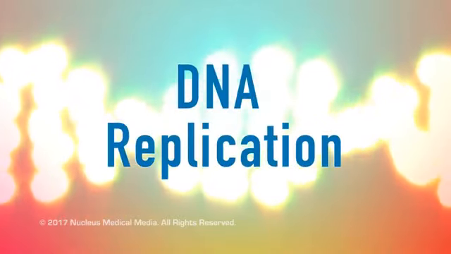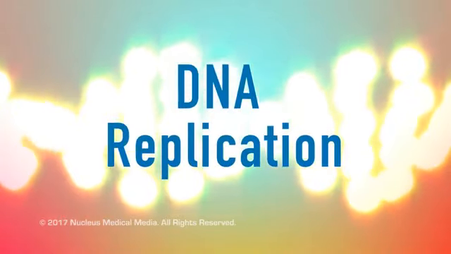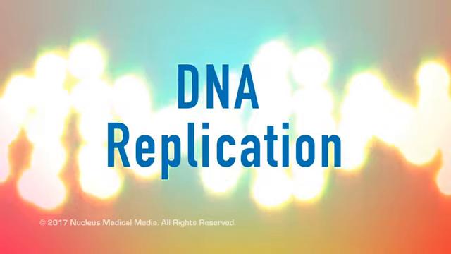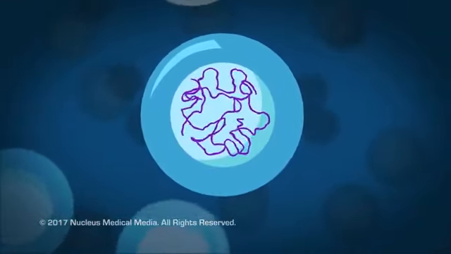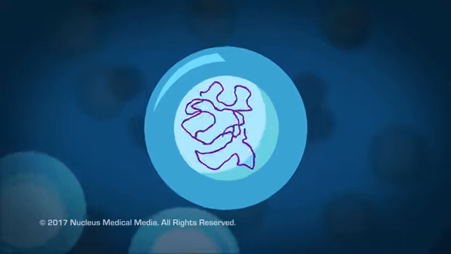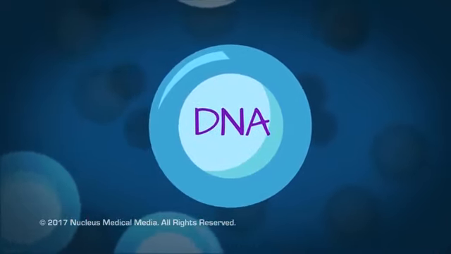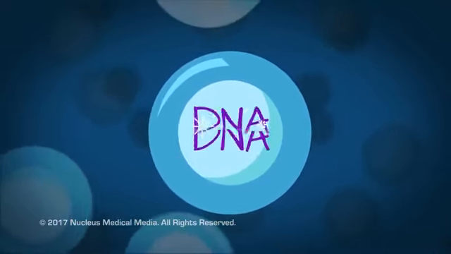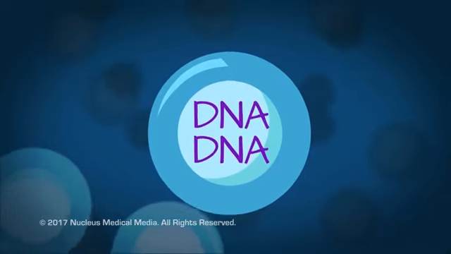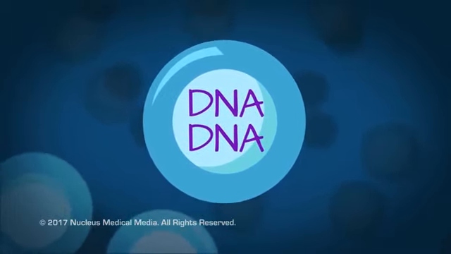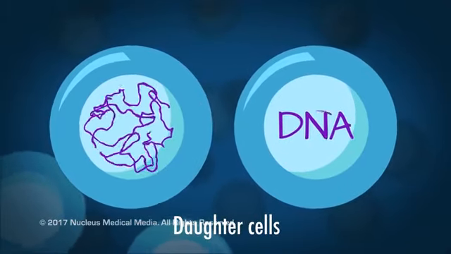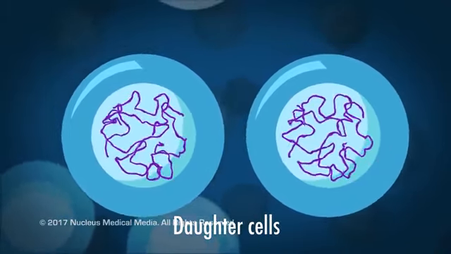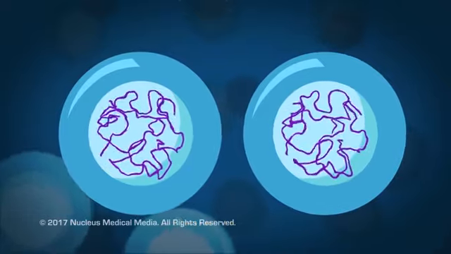Let's take a look at DNA replication, the process in which DNA copies itself. Why does DNA need to copy itself? Well, before a cell divides during mitosis, it must make a copy of its original DNA. This ensures that both resulting daughter cells will have DNA that is identical to the original cell's DNA.